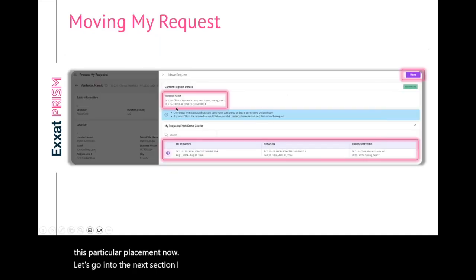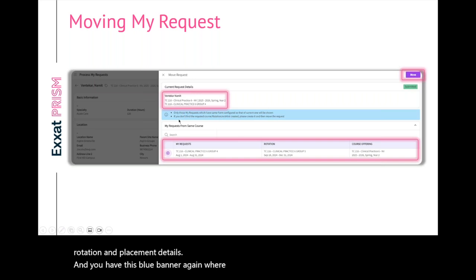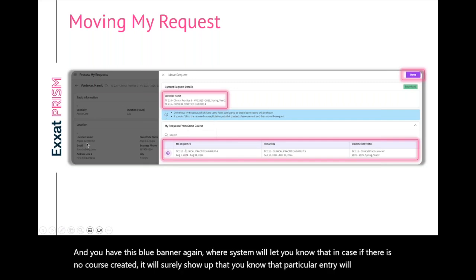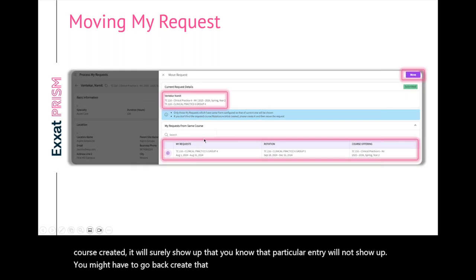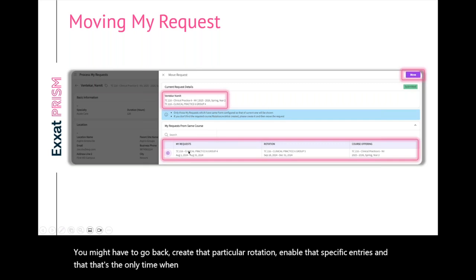I would want to show how that looks. So once I click on move request, the system will prompt you with the current request details of the current rotation and placement details. And you have this blue banner again, where the system will let you know that in case there is no course created, that particular entry will not show up. You might have to go back, create that particular rotation, enable those specific entries, and that's the only time when the system will prompt you to move it to a different rotation cycle or placement cycle.